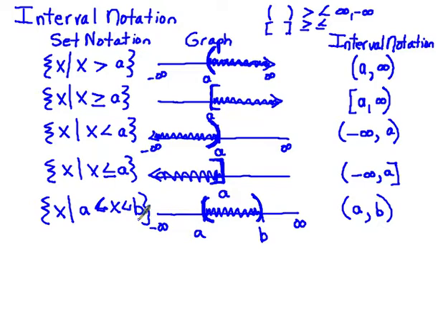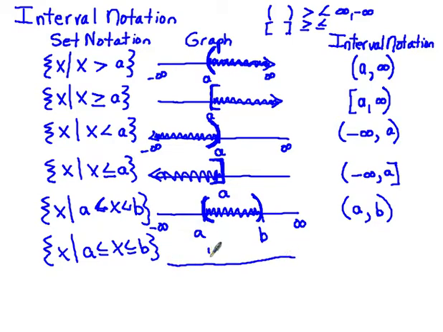What if I had A less than or equal to X, less than or equal to B? So same deal. Here's my A. Here's my B. And since both of them are less than or equal to, it's trapped between the A and the B, and we're going to put a bracket. Okay? Bracket on A and B. So if I'm looking at the interval notation, it's A to B, and we're going to put brackets.